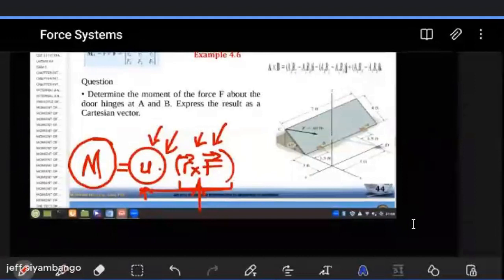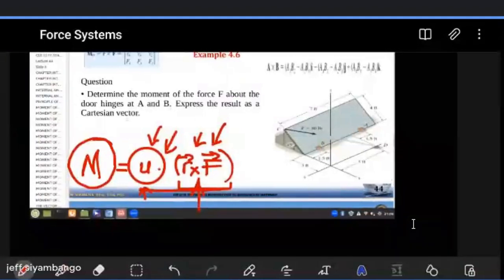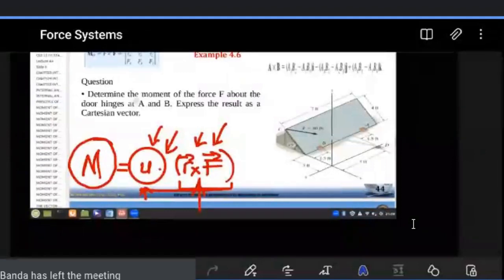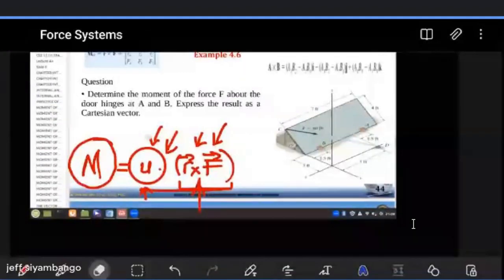So in this case, we have this question where they say, determine the moment of a force F about the door hinges A and B. Express the result as a Cartesian vector. So for this part, I'm only going to work it out about the point A. After that, we're going to move on to look at another example, which is going to lead us towards a specified axis. But in the meantime, let's try to look at this question just for the moment about point A.